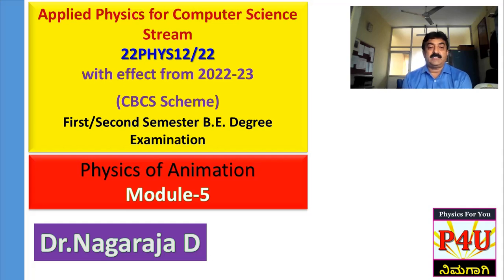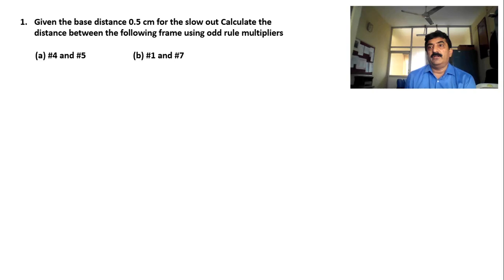Okay, now let us come back to physics of animation, numerical number 1. Here is the numerical problem. Question number 1: given the base distance is 0.5 centimeter for the slow out process, calculate the distance between the following frames using odd rule multipliers. You will get numericals only on odd rule multiplier and jumping magnification concept. So here is one such question. You have to find the distance between 4th and 5th frame and 1st and 7th frame.